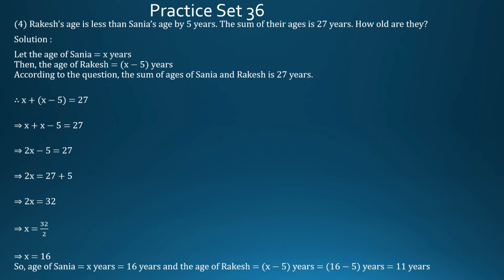So x is equal to 16. So we get the value of x as 16. So the age of Sania, which we had considered x years, is equal to 16 years. And the age of Rakesh, which we had considered x minus 5 years, is equal to 16 minus 5 years, which is equal to 11 years. So the age of Sania is 16 years and the age of Rakesh is 11 years. So we have found out the ages of both Sania and Rakesh.